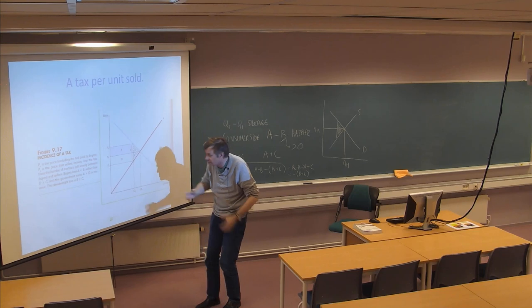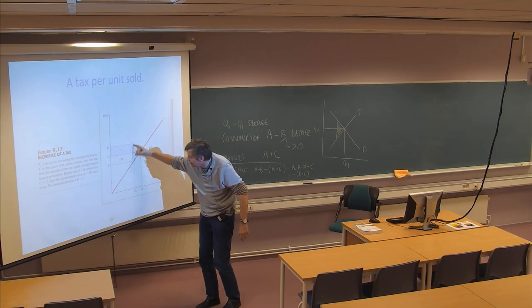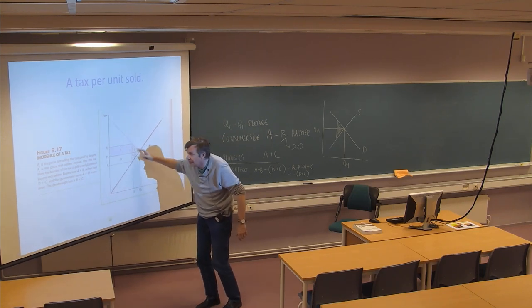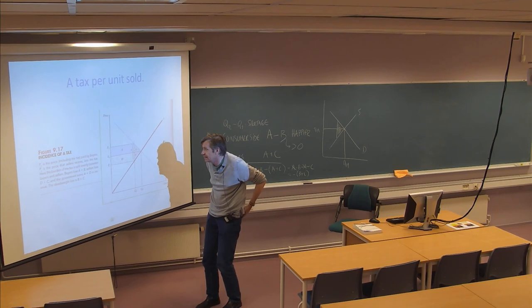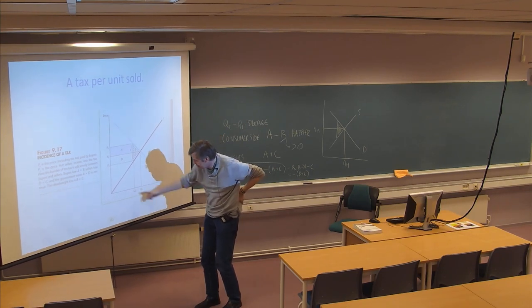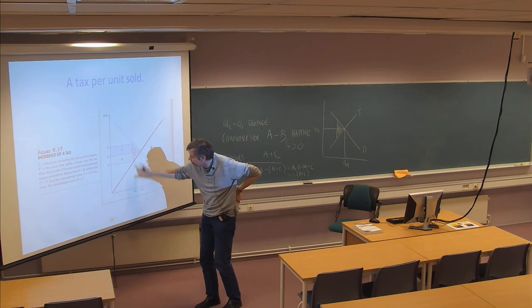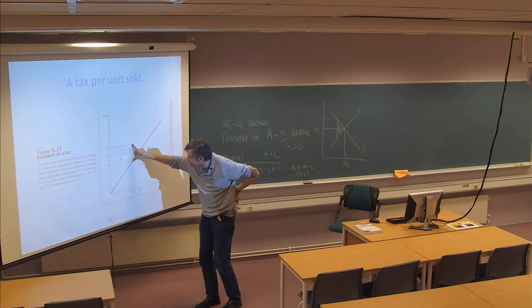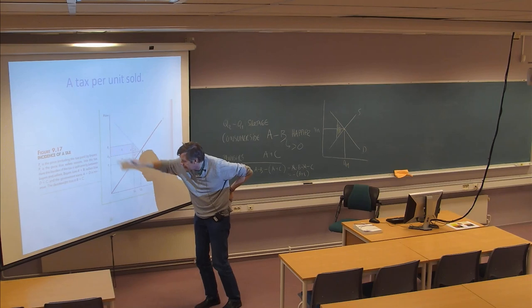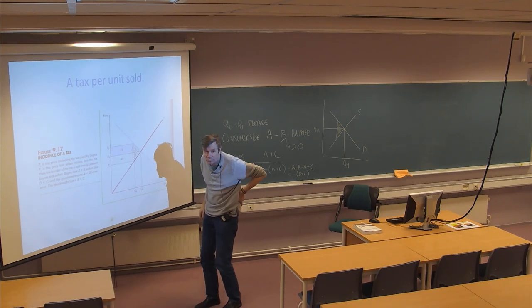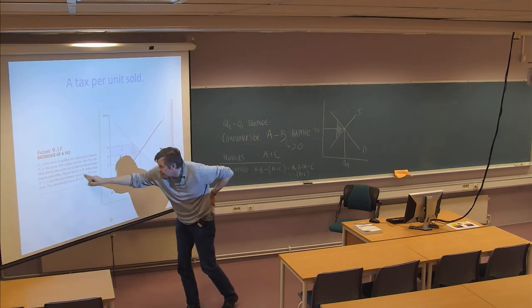Of course, the winner here is the state, who takes this area in as direct income. Okay, this is produced per unit. They get this tax. So this times this produces the income to the government, or A plus D, as it says here.